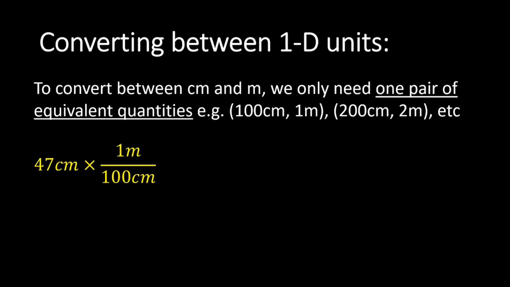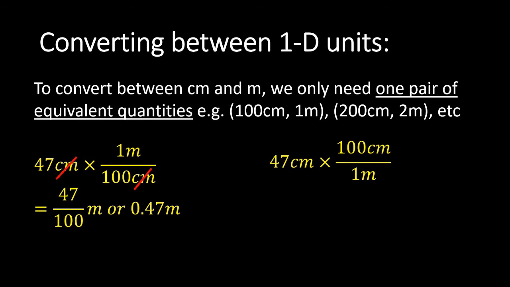Say we want to convert 47 centimeter into meter. We just need to multiply that with 1 meter over 100 centimeter. Why? Because the rules say when the unit centimeter is divided by another unit centimeter, they are simplified and effectively cancelled. This way, the unit is converted to meter and we get 0.47 meter.